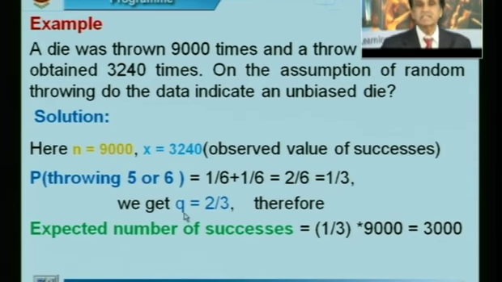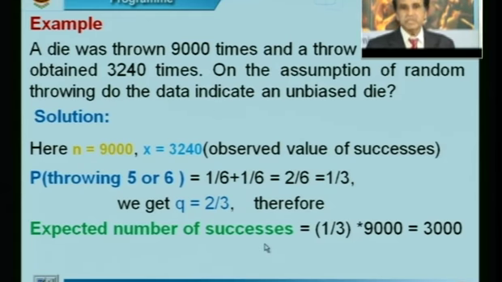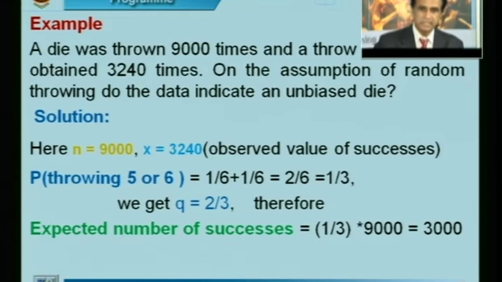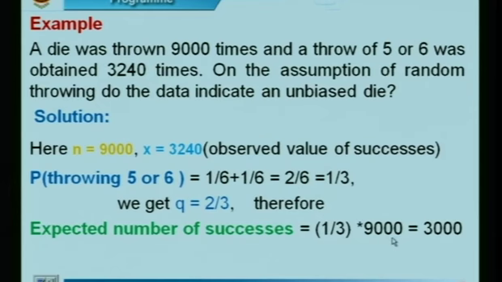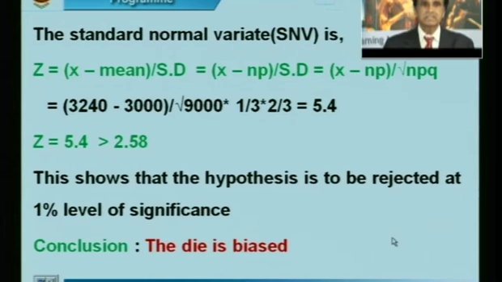Then obviously the value of failure, that is q, is equal to 2 by 3. Then the expected number, that is probability into the total number, that is 1 by 3 into 9000, is equal to 3000. Then we take the standard normal variate.